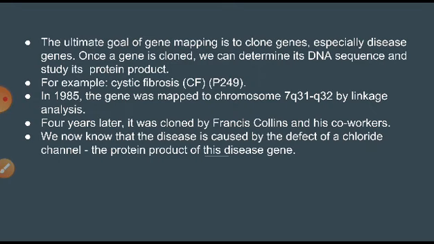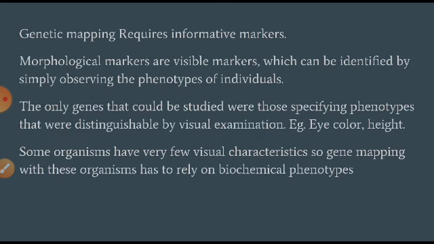4 years later, it was cloned by Francis Collins and his co-workers. We know now that the disease is caused by the defect of a chloride channel, the protein product of this disease gene. So we know that this particular gene is producing a certain kind of protein, which affects the chloride channel and causes this particular disease. Genetic mapping requires informative markers. That is very important: the markers selected should be very informative, because only on that basis are you going to describe that whole condition.